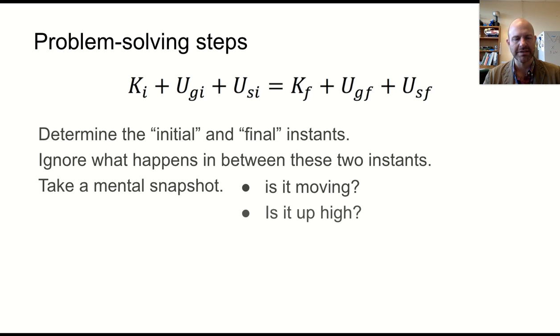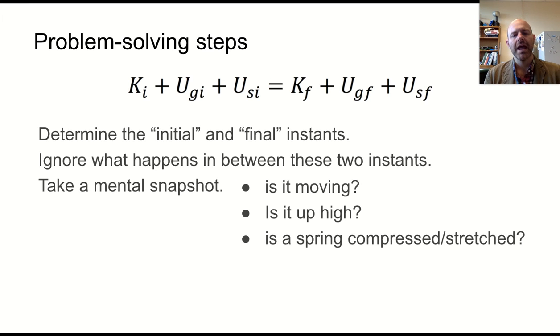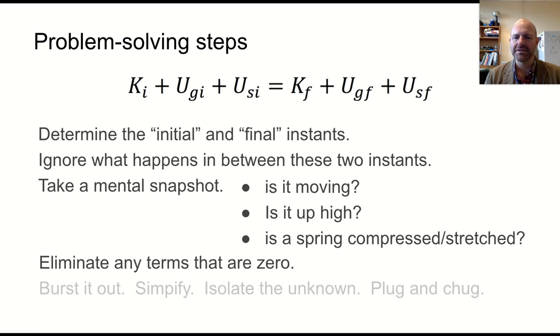Is it moving? Is it up high? Is there a spring? If you can answer yes to any of these questions for either the initial or the final, then you keep that term. If it is not moving, the kinetic is 0 and you can cross it out. If it hasn't been lifted up or down throughout the process, then the gravitational is the same at the beginning and the end, and you can cancel those out. If there are no springs or the spring is not compressed or stretched, those could be 0 as well. Get rid of anything that's 0, and then rearrange, simplify everything, isolate the unknown, and finally plug in your numbers.